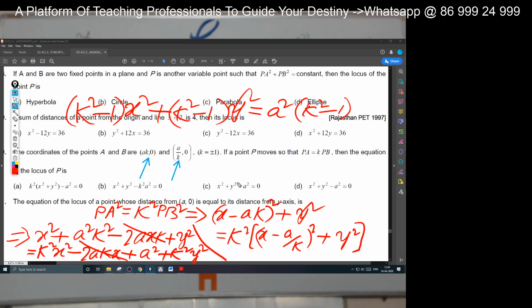And it is clearly given that k is not equal to plus or minus 1. That's a mistake there. This is k not equal to plus or minus 1. Not equal. So this gets cancelled. So the answer is x square plus y square equal to a square. Fourth option.